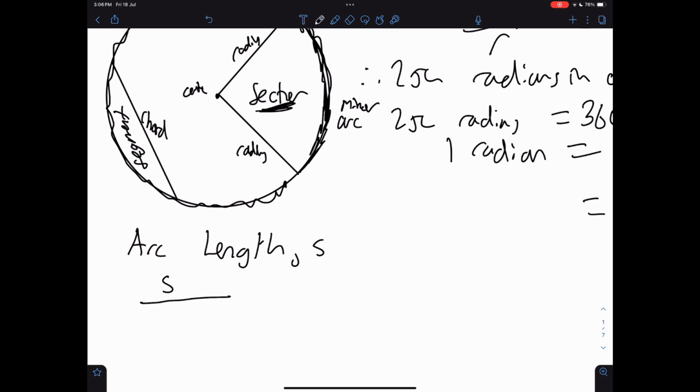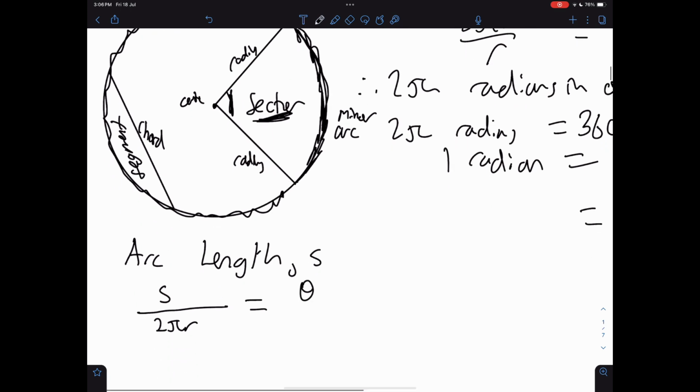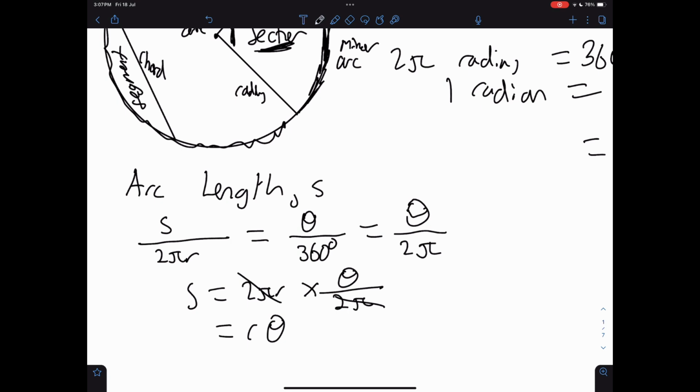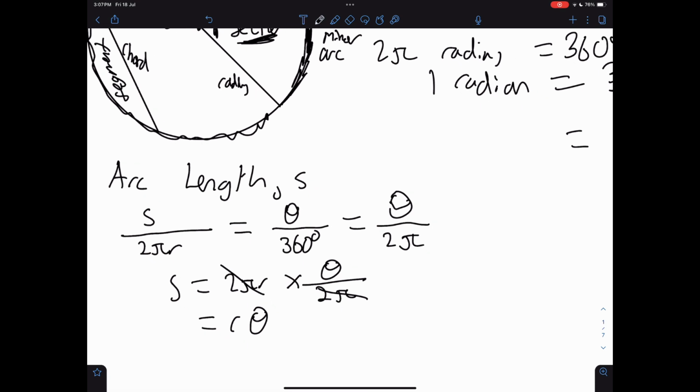The ratio of arc length to the circumference, 2 pi r, is going to be equal to the ratio of the angle subtended by the arc, so our theta, divided by the full amount of degrees, which is 360 degrees. But we're talking radians now, so we change this to 2 pi. So then if we want to isolate the s on its own, we multiply 2 pi r by theta over 2 pi. The 2 pi's cancel out, so we get s equals r theta. Seems very easy to remember, and it is very easy to remember.